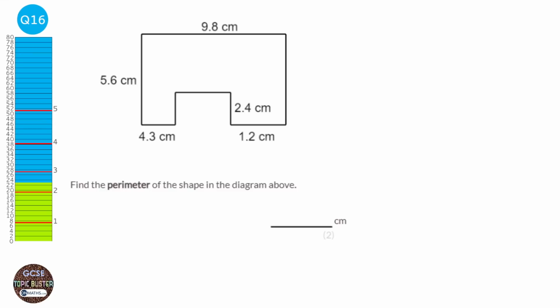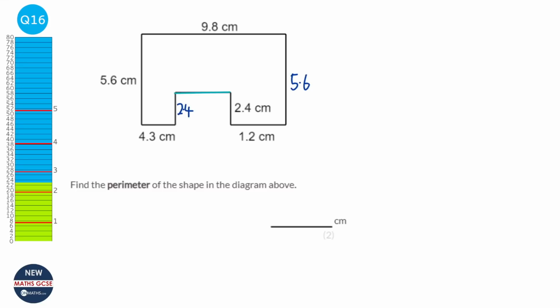The difficulty with finding the perimeter of this shape is we do have some of the lengths missing, so we're going to find the lengths that are missing first and then we'll find the perimeter. So the one on the right here is going to be the same as the one on the left, so this is going to be 5.6. Same with the one on the left of the 2.4, so this will be 2.4 here. This length here is going to be slightly more tricky to work out.